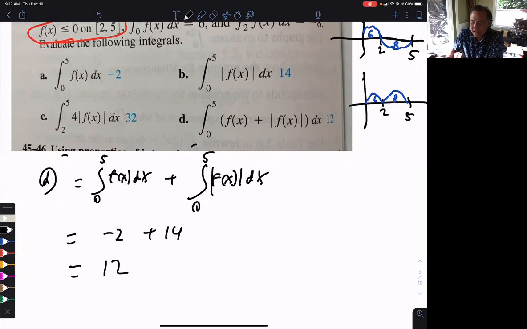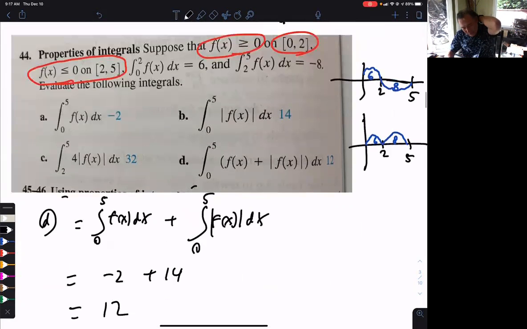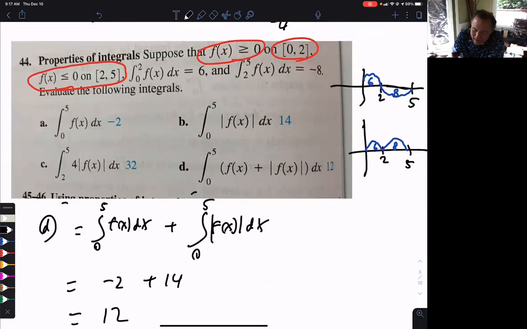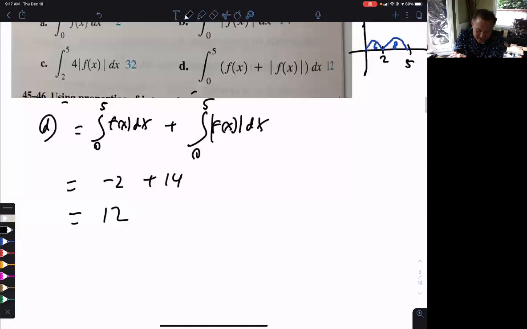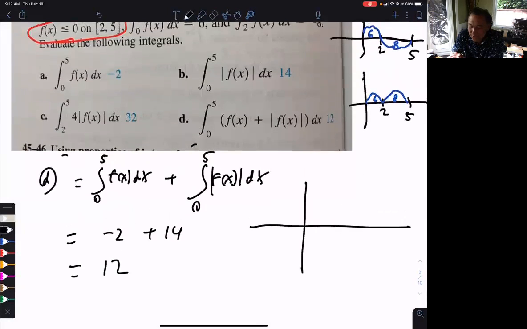And I want to make a side note. Some of you might be saying, what does it matter if f of x is negative and positive on those regions? I'll show you why it matters in the absolute value. You might think, that doesn't matter. Here's why it matters. What if they didn't tell you it's negative?